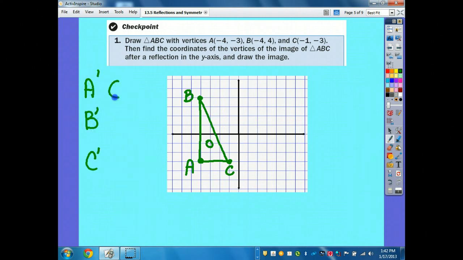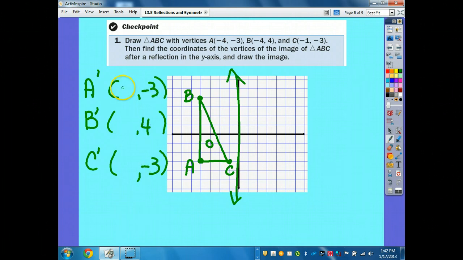What will my new ordered pairs be for the reflection? It's a reflection in the what axis? On the y-axis, so which one stays the same? The y is at the first or the second one? Second. Okay, so those all stay the same. A is -3, this one stays a 4, this one stays a -3.